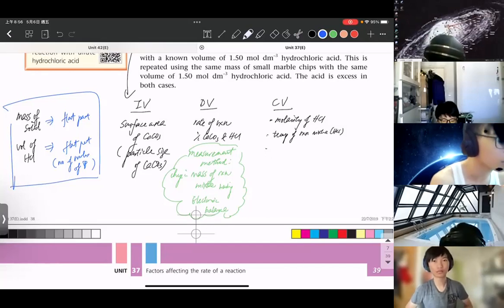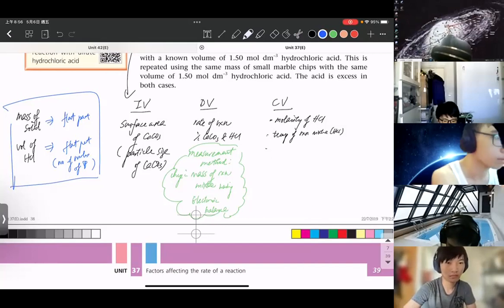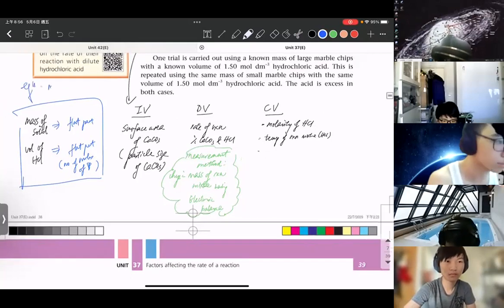So the volume of HCl will not affect the rate of reaction. Instead, it will affect the calculations, the projection of the number of moles of product to be formed. All those you just go back to the equation and check the mole ratio, and you can get the different answer. Can you get the point?